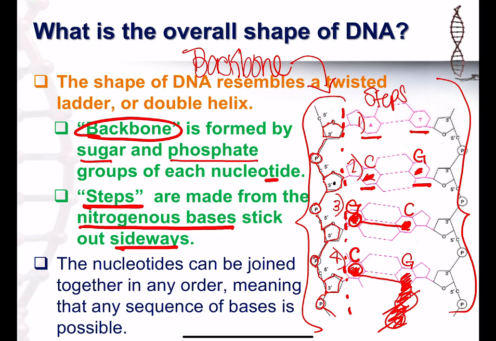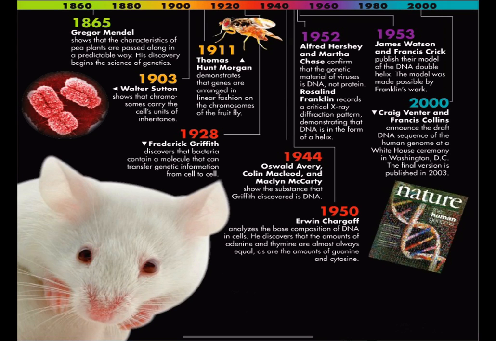The only thing that never changes is who your base pairs connect with. So A is always going to connect with T, and T with A, and G is always going to connect with C, and C with G, okay? So as it says here, the nucleotides can be joined together in any order. So that means that any sequence of bases is possible, which is why you and I look different. So that is why we all have different genetic information, okay?